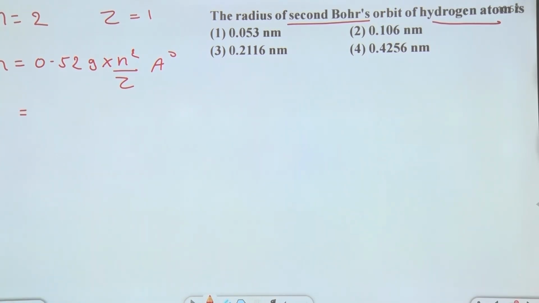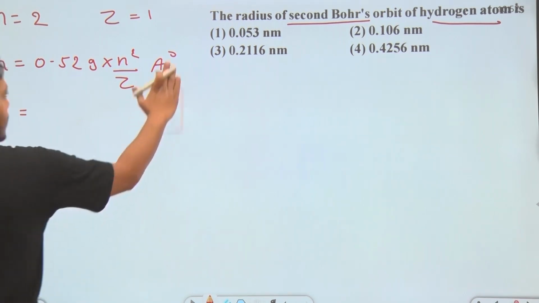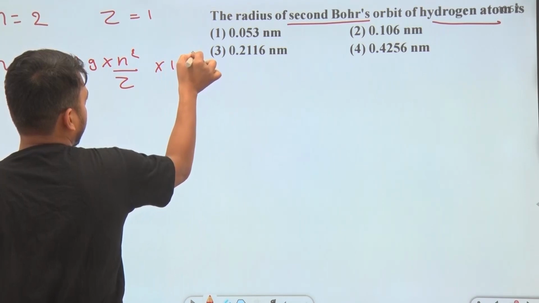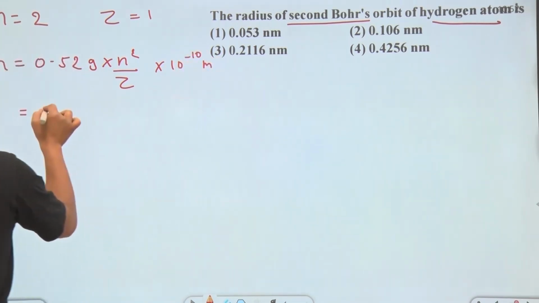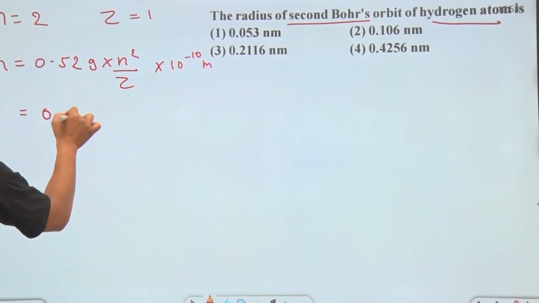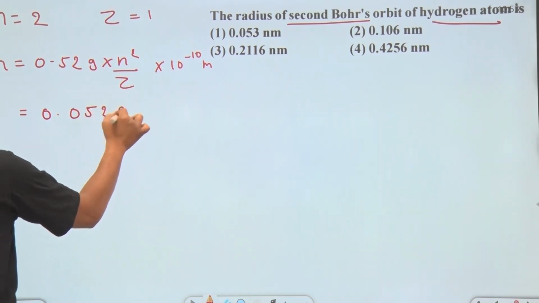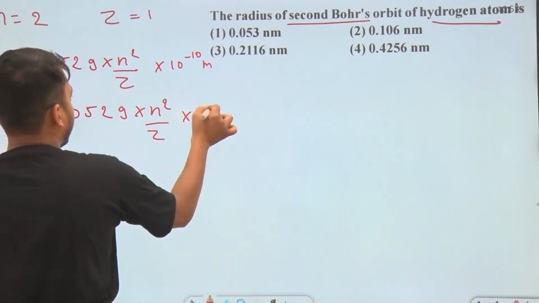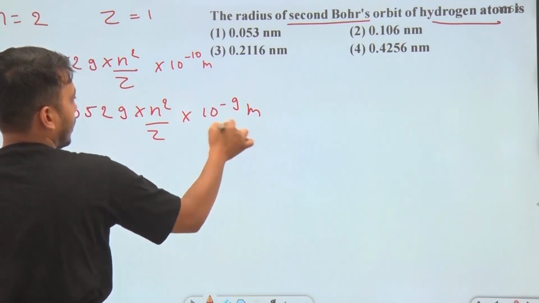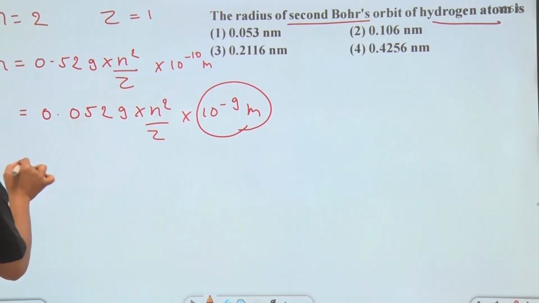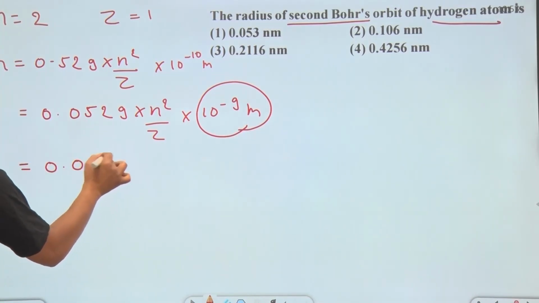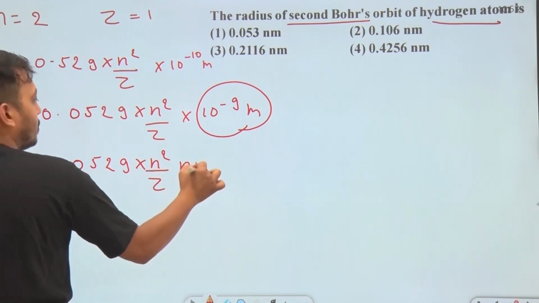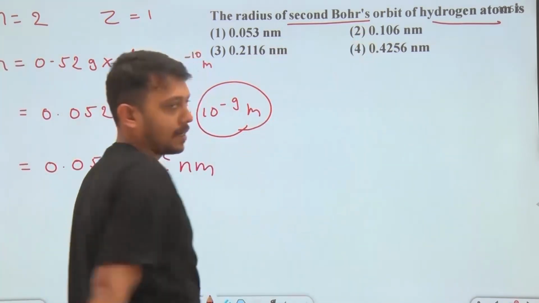If we want to convert it into nanometer, then we must put the value of angstrom, that is 10 raised to the power minus 10 meter, so we get 0.0529 into n square by z into 10 raised to the power minus 9 meter. And 10 raised to the power minus 9 meter is what? Nanometer. So 0.0529 into n square by z nanometer. Clear? Because options are in nanometer.